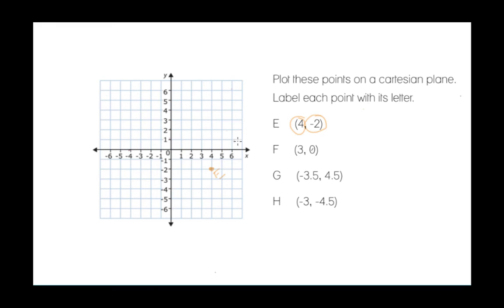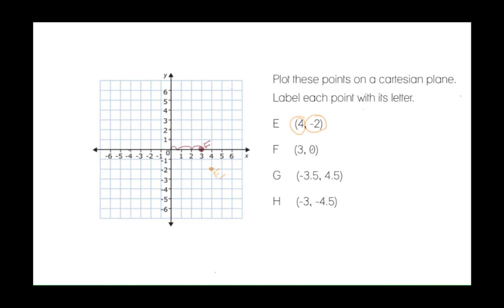So now with F, we're going to go 3 on the x-axis. So 3 on the x-axis is 1, 2, 3. And 0 on the y-axis means we're not going up or down, which means our coordinate is actually right here. And we're going to label that one as F, like so. Now I want you to pause it. I think you can do the next 2 on your own. See how you go, then we're going to keep going with it.